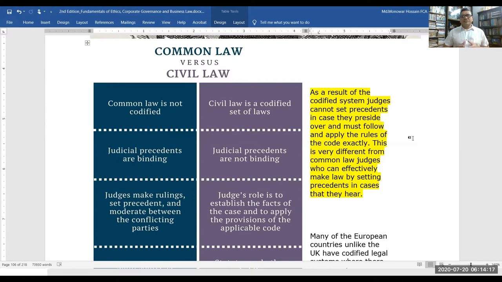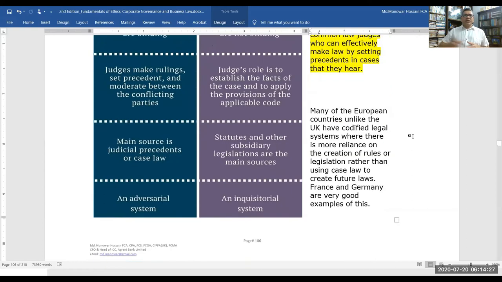But a civil law judge's role is to establish the facts of the case and apply the provisions of the applicable code. The main source in judicial proceedings is case law in common law, but in civil law, statutes and other subsidiary legislation are the main source. Many European countries, unlike the UK, have a defined legal system where the legislature is more relevant to the creation of rules and legislation rather than judicial decisions creating future laws. France and Germany are very good examples of this.